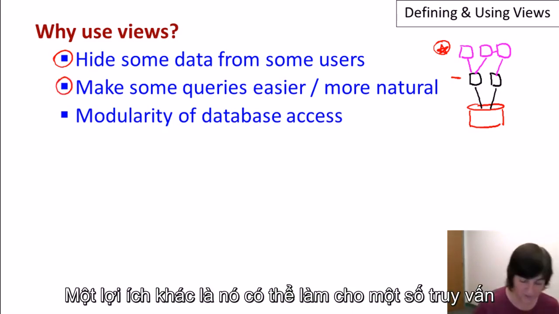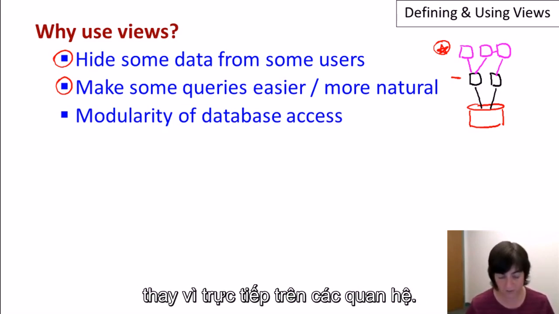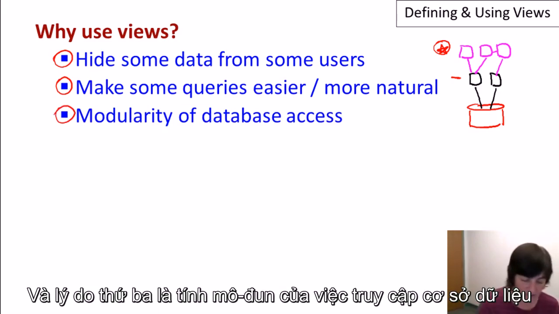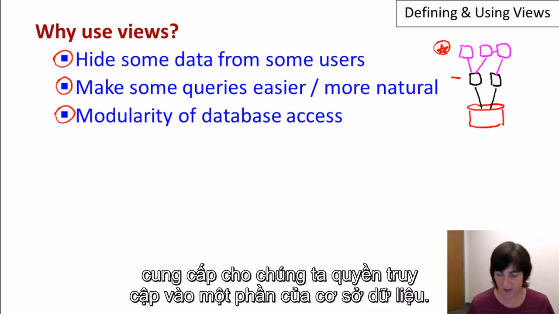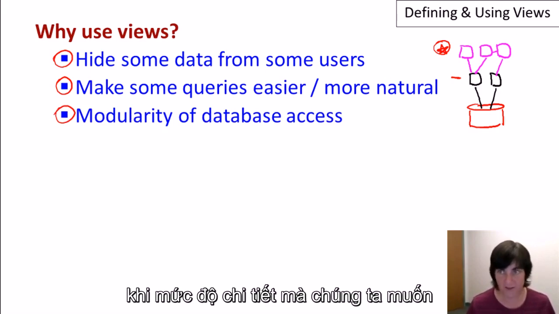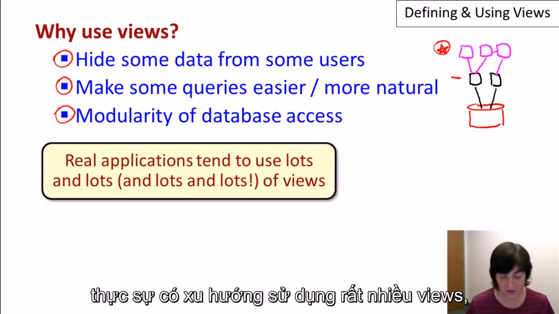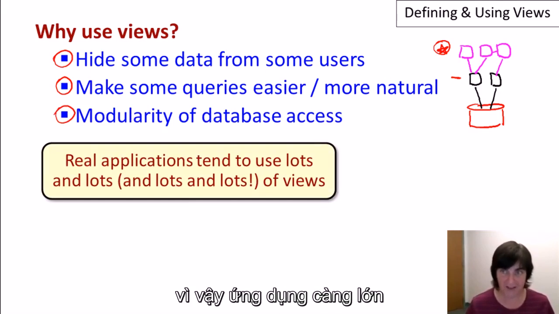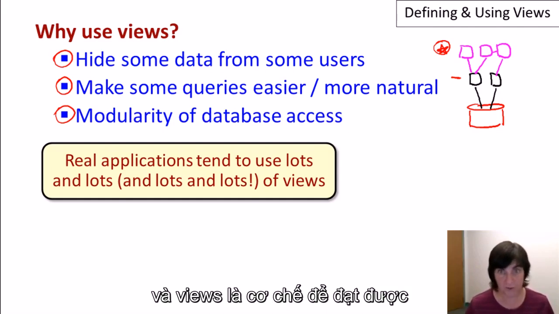Another is that it might make certain queries easier and more natural when we query over the views rather than directly over the relations. And the third reason is modularity of database access, because we can think of these views as modules giving us access to portions of the database, again when the granularity that we want doesn't correspond precisely to relations. One thing I should mention is that real applications do tend to use lots and lots of views. So the bigger the application is, the more need there might be for modularity, for ease of certain queries, or for hiding data. And views are the mechanism to achieve those goals.